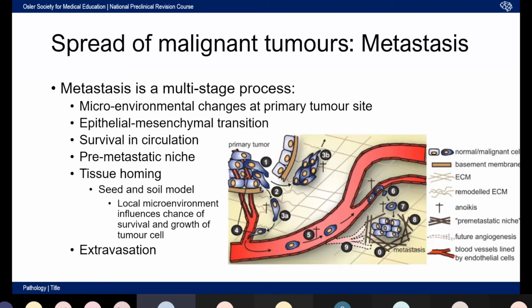And then to reach the site of metastasis, the circulating tumour cell must extravasate, so leave the blood vessel. And this often occurs via the formation of a microthrombus in the capillary, followed by retraction of the endothelial cells, so tumour cells can attach to the basement membrane. And then local proliferation will cause the basement membrane to rupture, so the tumour cells can enter the tissue.